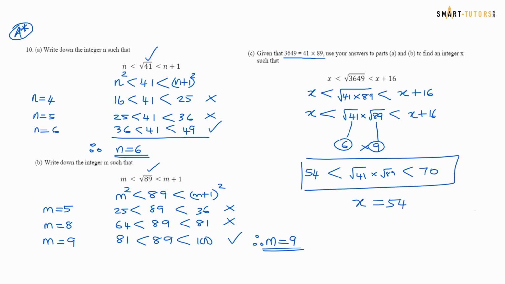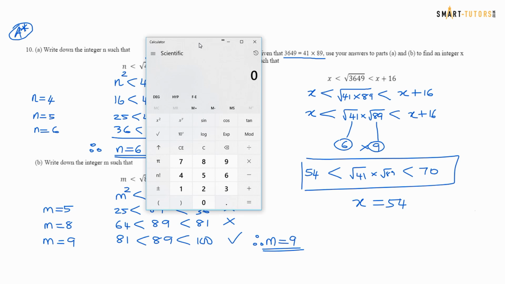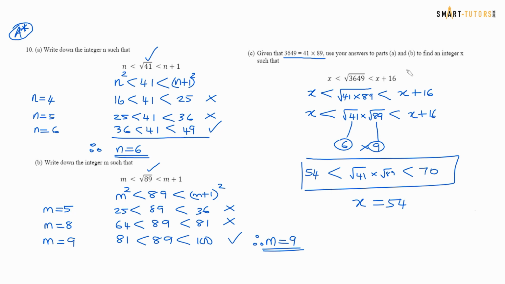But this is a non-calculator paper, but I am going to use the calculator to see whether this is correct or not. If I put in the square root of 3649, the answer is 60.40, right? Which is correct. So the answer 60.40 is actually between 54 and 70, right? So 6 is the part A answer, 9 is the part B answer, multiplied together, 9 times 6 is 54, is the X answer. So they are asking to find an integer value of X, so X equals 54.